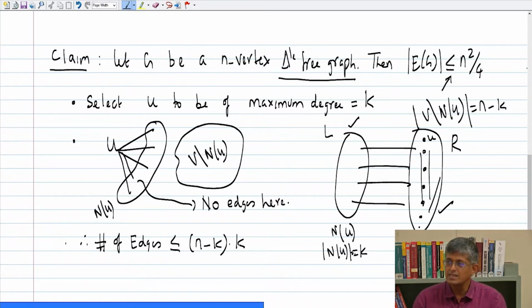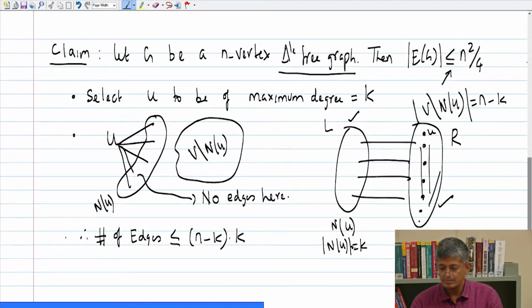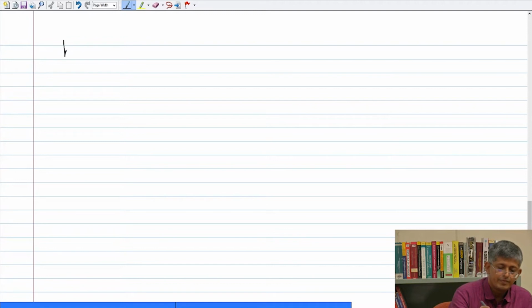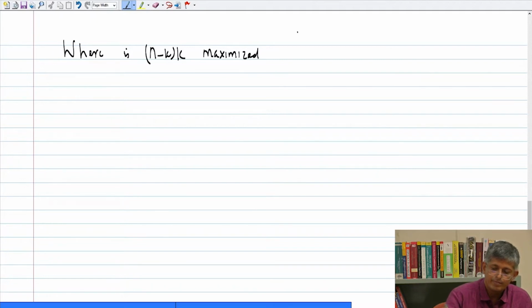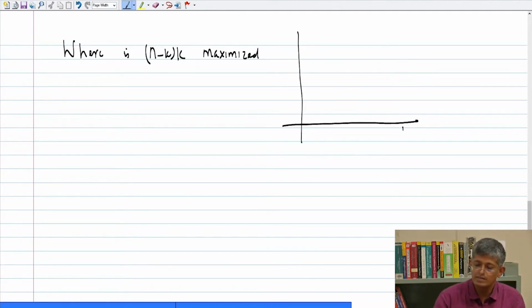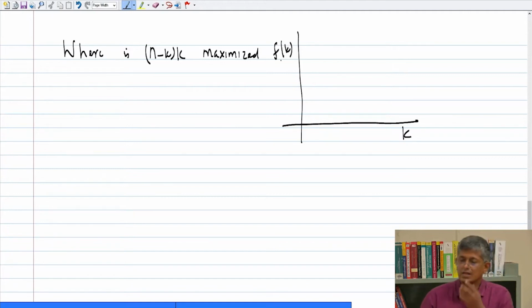that the right hand side function n minus k multiplied by k is maximized at what value? School calculus, at n by 2. You can do calculus, but let me show you a different argument. It's a very formal argument. This is k and this is f of k. So consider the two functions: f of k is equal to k, and f of k is equal to n minus k.